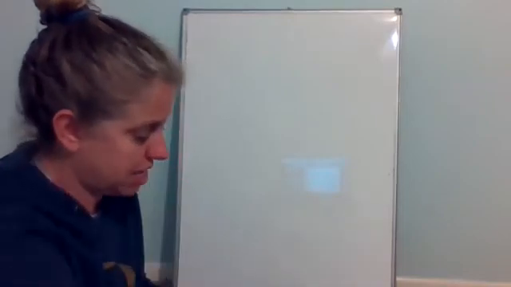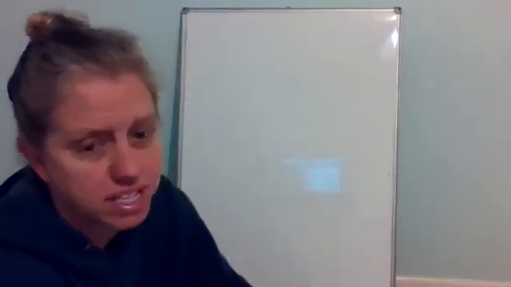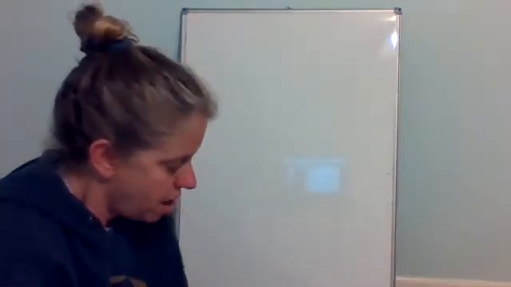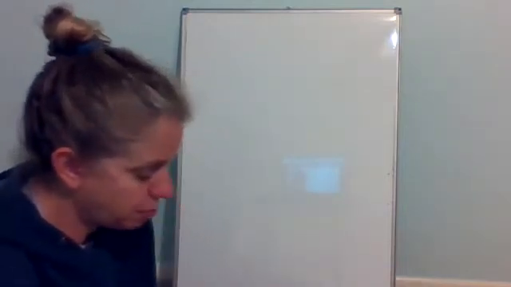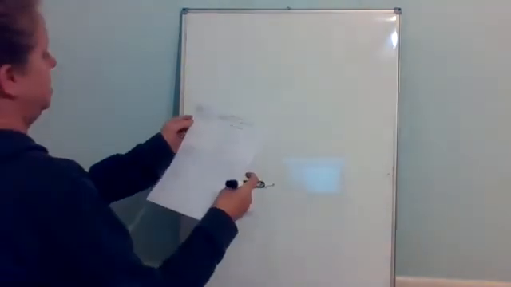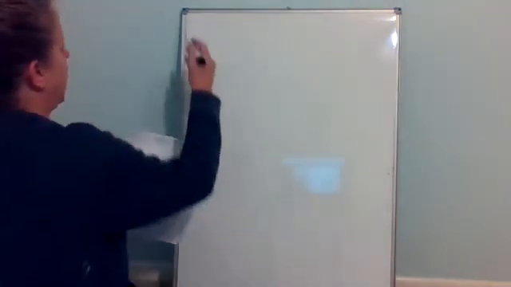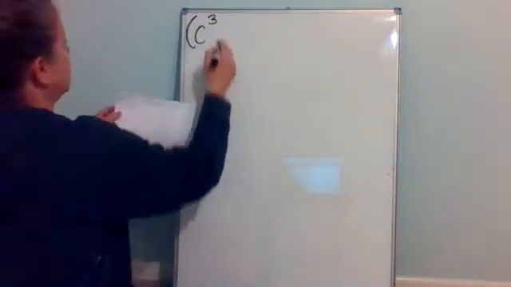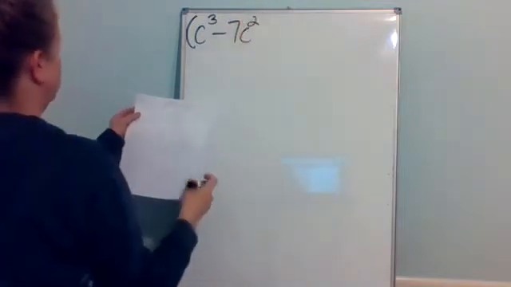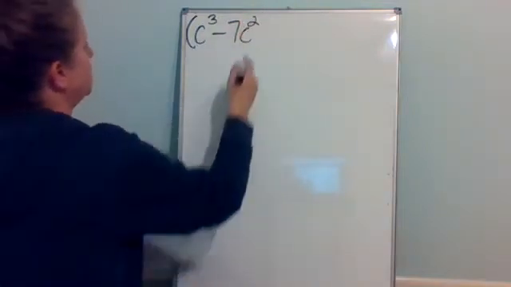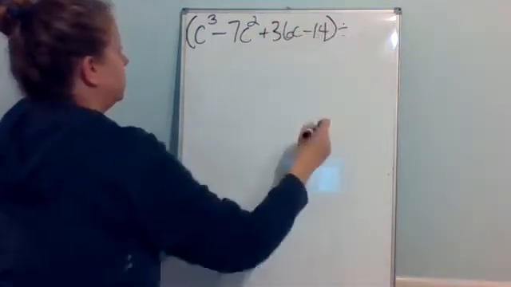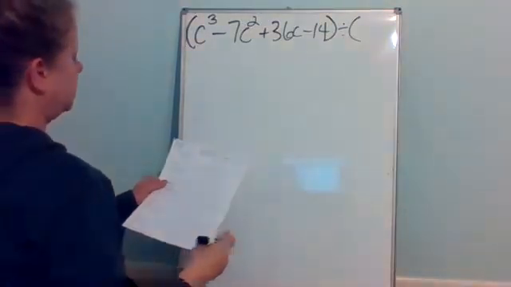Okay, so the support for this section is actually a lot of the same. It points out a few things that we didn't see in the regular college algebra. It gives the problem to you like this. Let me just write it out. It says use synthetic division to divide c to the third minus 7c squared plus 36c minus 14 divided by c minus 4.